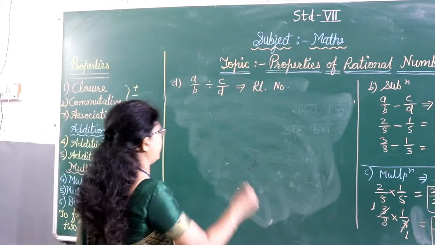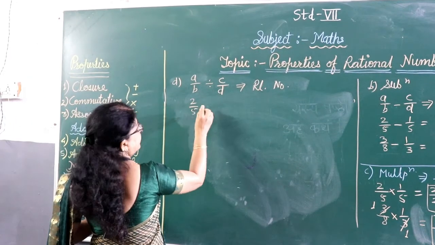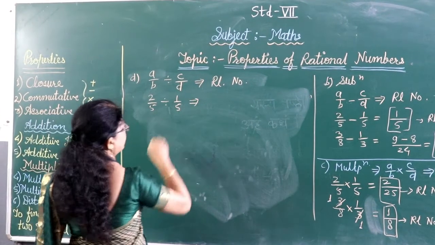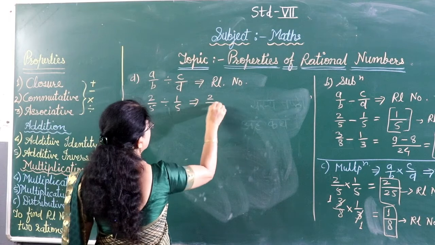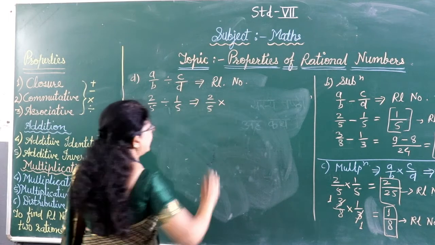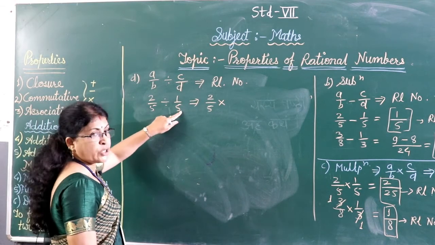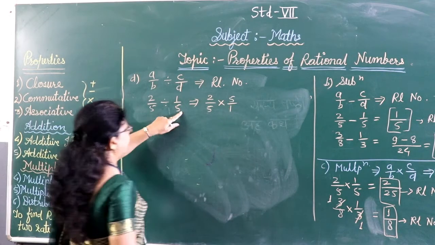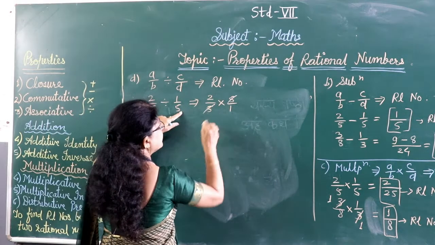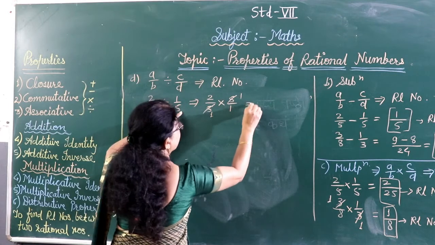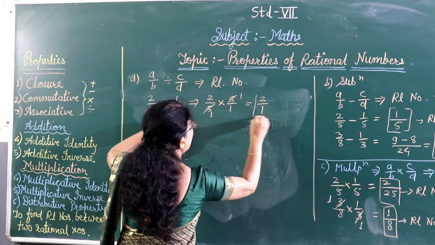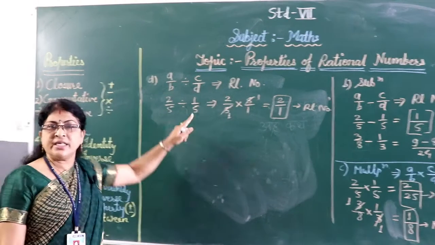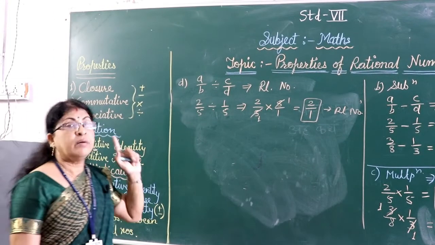Same examples. Okay, so 2 upon 5 divided by 1 upon 5. You know how to divide. Last year you have learned, so I will not explain it. So 2 upon 5. We change the sign of division and take the inverse, or reciprocal, of 1 upon 5, right? So 5 upon 1 we write. Okay, 5 gets cancelled with this 1s and the remaining number is 2 upon 1. This is also a rational number. It means division of rational numbers is closed, we can say.